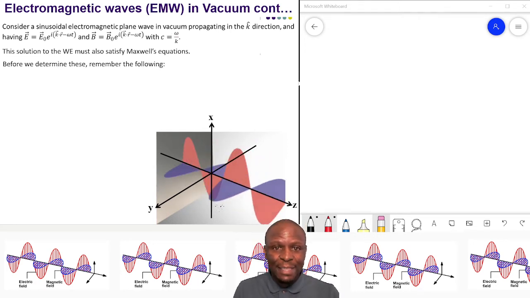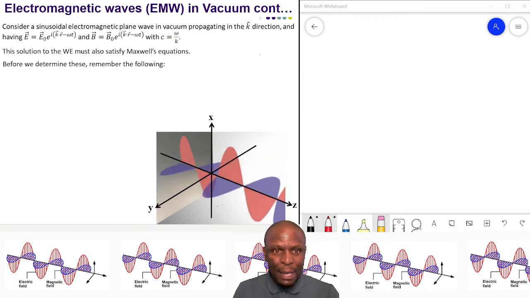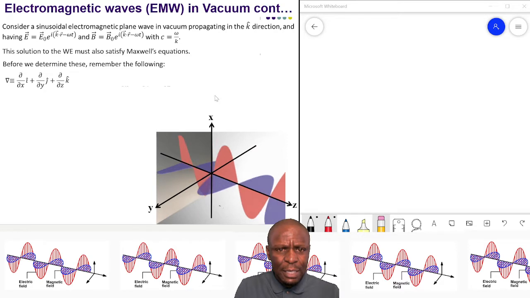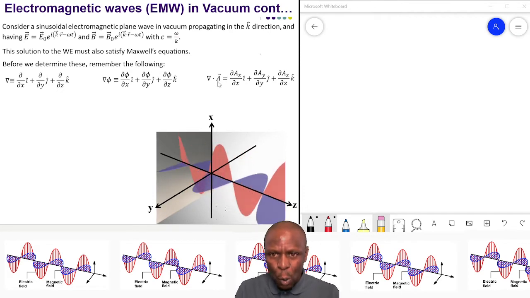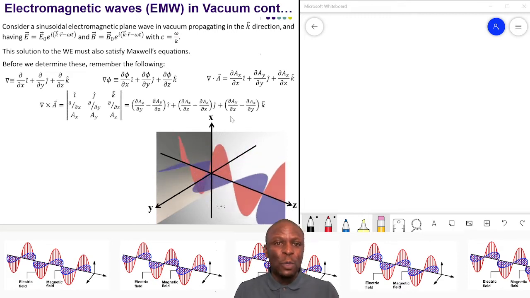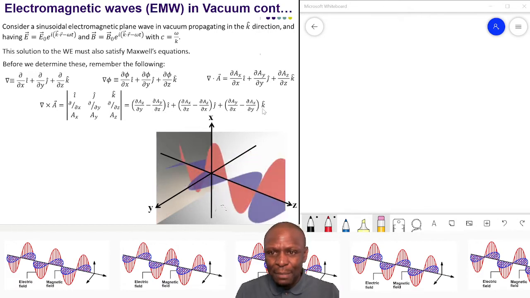But before we determine this, I want you to remember the following, because we have the del operator in Maxwell's equations. This del is actually a vector given by this equation. When that del operator acts on a scalar function phi, it gives us this. The del can be dotted with a certain vector, and that is what we call the divergence, which is given by this. And the del can be crossed with a certain vector A, and that is what we call the curl, which is given by this equation.